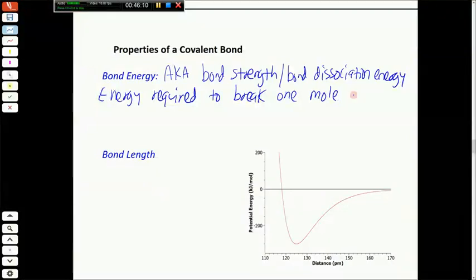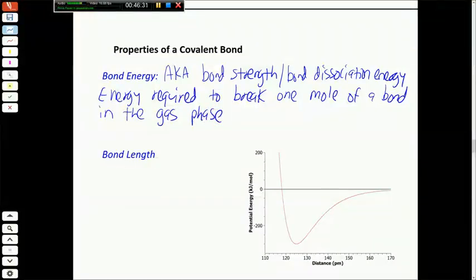A mole specifically is a certain quantity that I don't want to get into the details of now. So when you see these units of kilojoules per mole, just be familiar with the fact that that mole refers to a huge collection of bonds, not just one individual one. And it's always in the gas phase, and we're talking about bond energy.